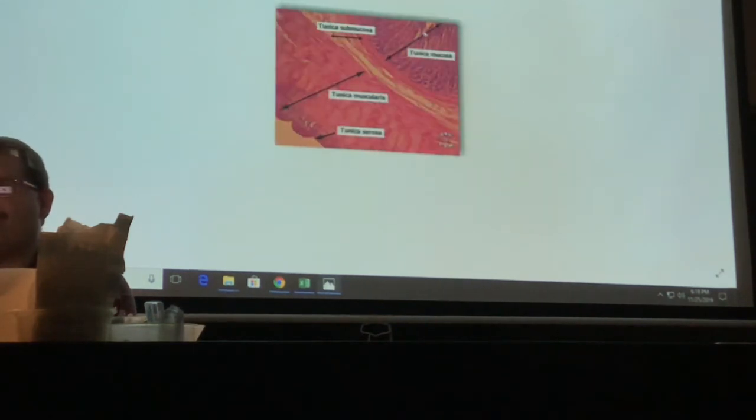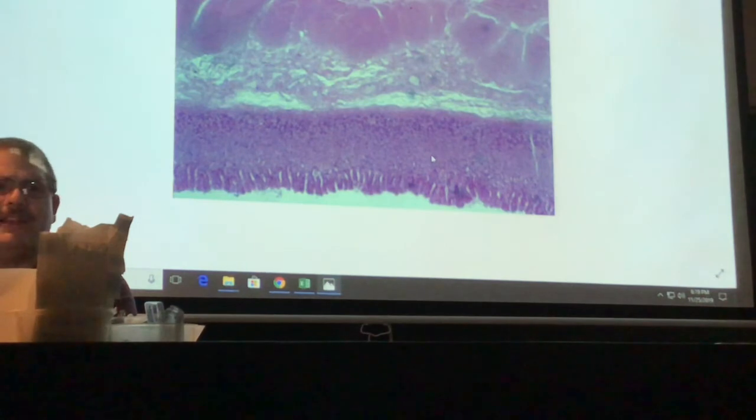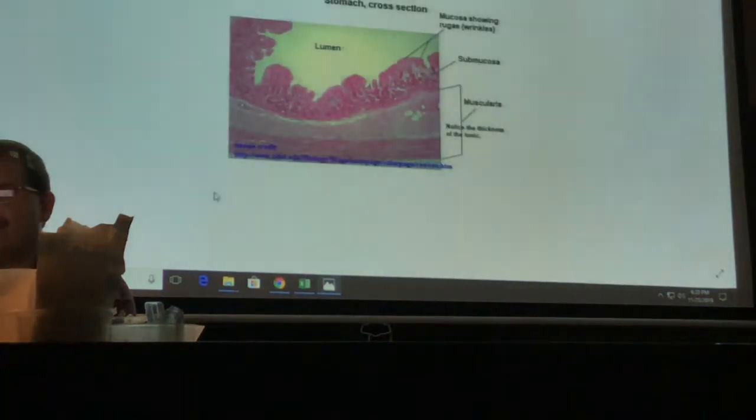Here's some slides just showing you, this is low magnification, shows you the different layers. There's the mucosa, the submucosa, and the muscularis. You can even see the serosa at the bottom. Just another very low magnification. You have the mucosa here, submucosa, and then muscularis.